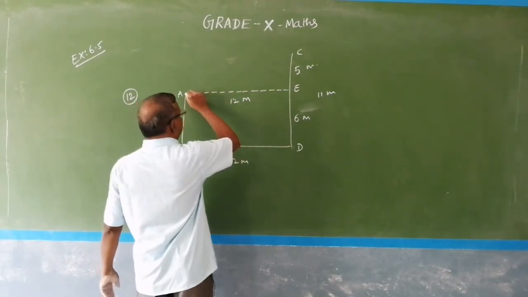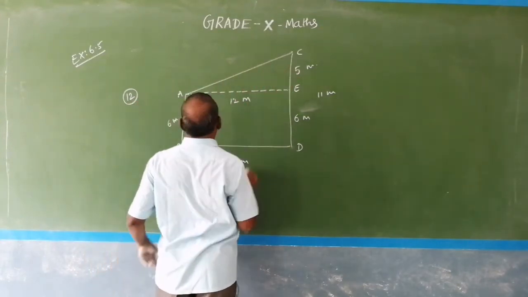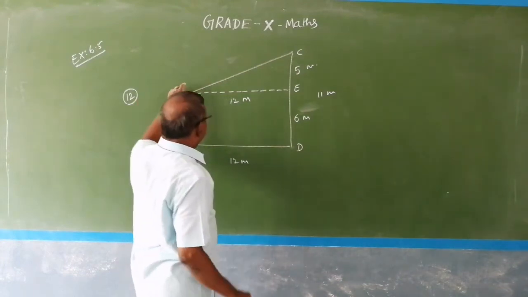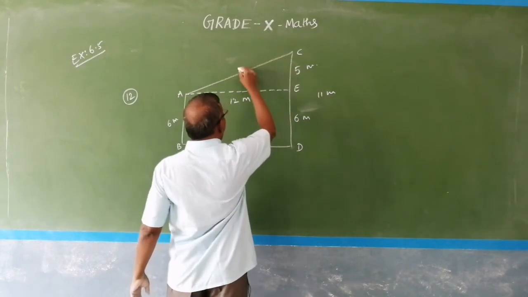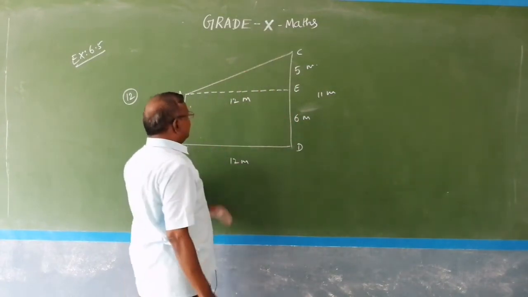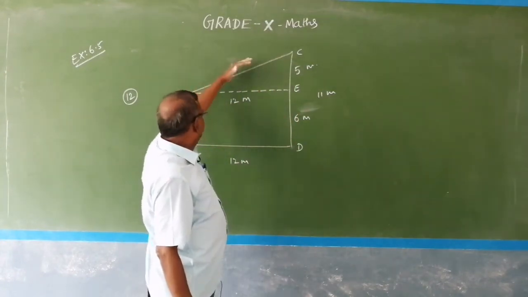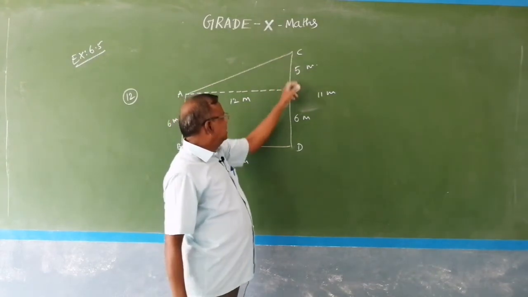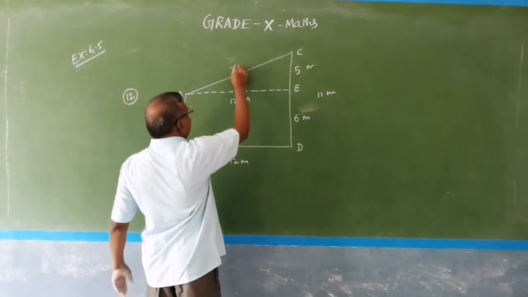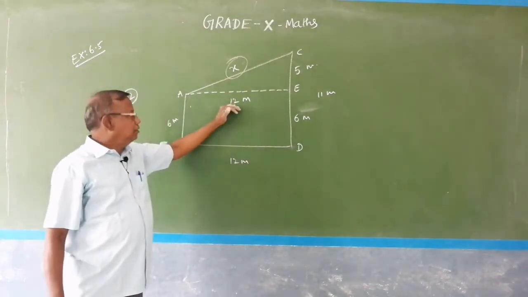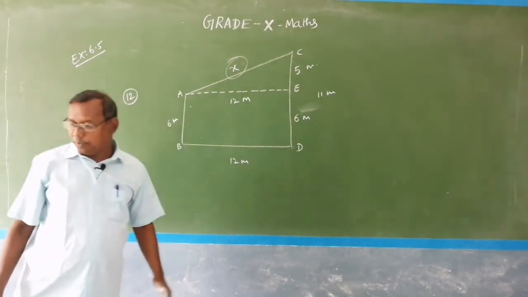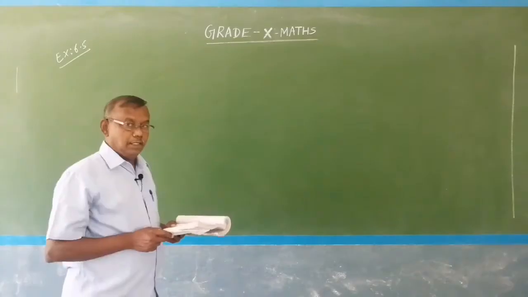Now what is the distance we are asked for? AC, that is the distance between the tops of the poles. So you know this is 12 meter and 5 meter. So AC, using the Pythagoras theorem, we can solve: AC square equal to AE square plus CE square. So you can find the value of x. The remaining part you have to do, so do the problem and check with the book answer.